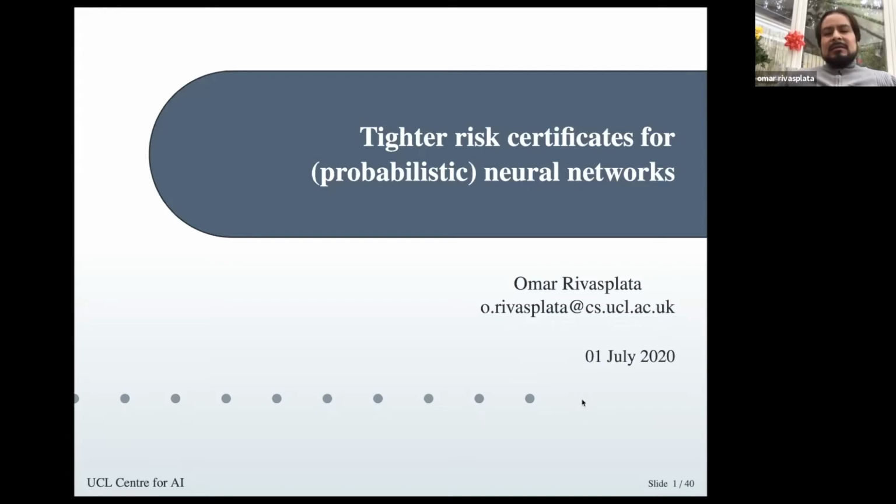So this talk is about a project that involves using training objectives for neural networks derived from PAC-Bayes bounds. It is a very cool, interesting project.